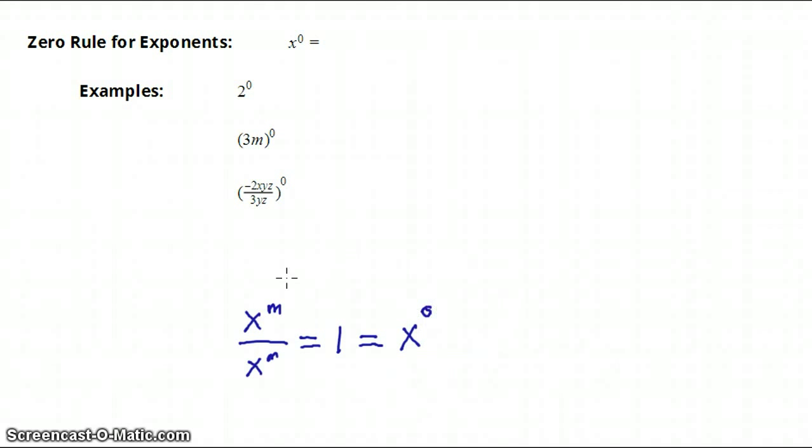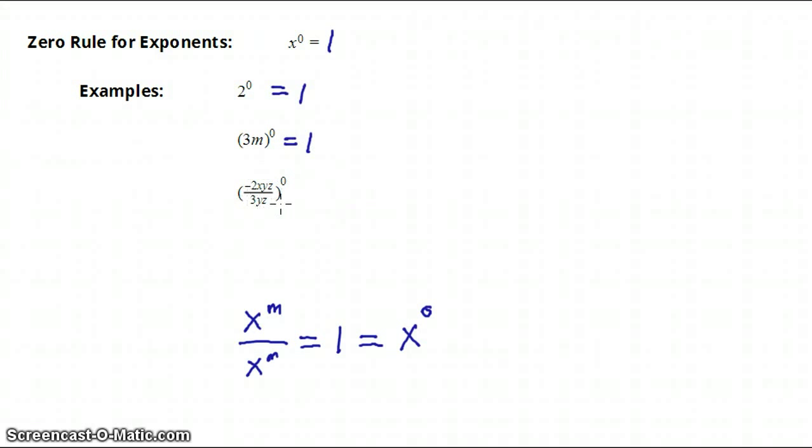So this shows me what's going to happen with the zero rule: anytime I have a number raised to the 0 power, it's going to be equal to 1, and that goes back to the quotient rule. So the general rule here is that x to the 0 is always equal to 1. Doesn't matter what that x is. So if I have 2 to the 0, 2 to the 0 is equal to 1. If I have a product like 3m raised to the 0 power, it's going to be equal to 1.